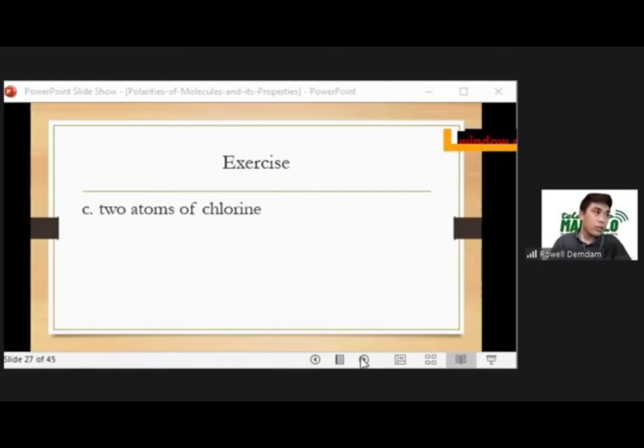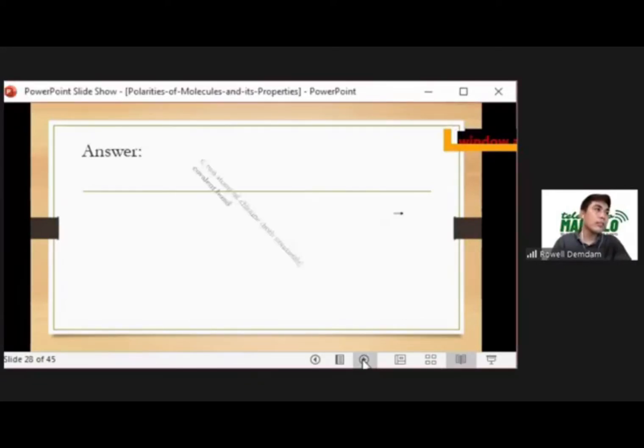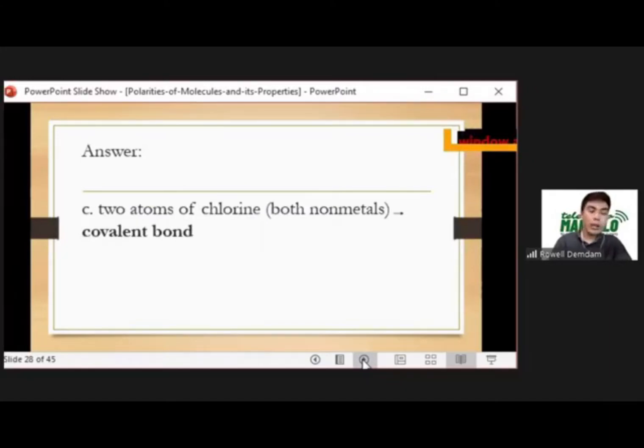So two atoms of chlorine will give us a covalent bond, because they are both non-metals. That is the reason why we will have a covalent bond. But now let's calculate the electronegativity difference between the atoms to further classify the bonds as polar or nonpolar, so that we can also determine which is the more electronegative atom in each pair.